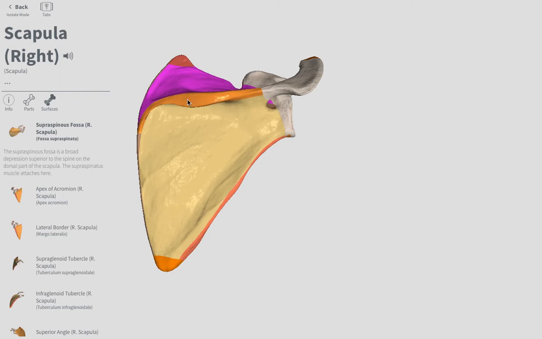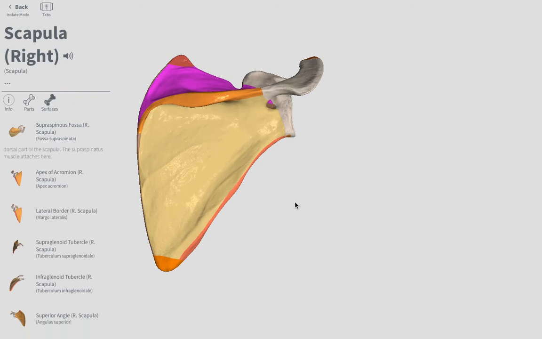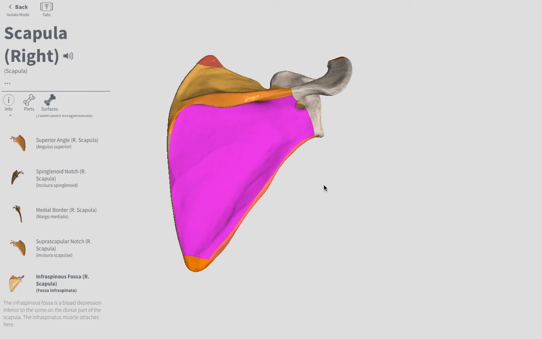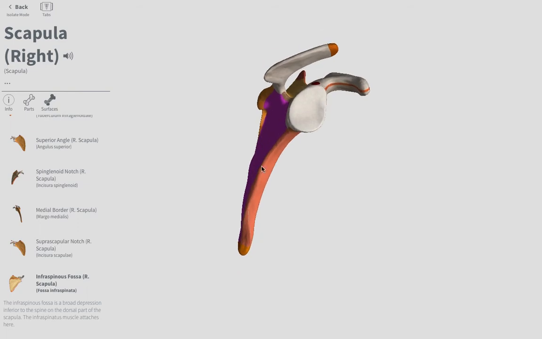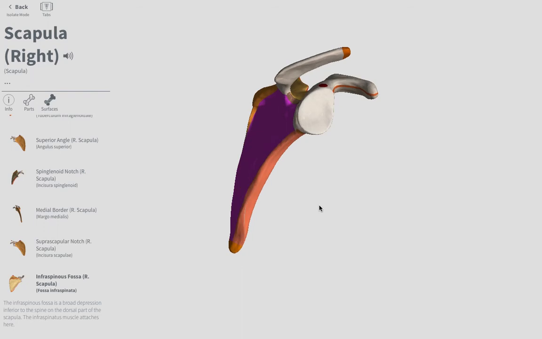Infraspinous fossa, so below the spine, is this entire fossa right here. And again, here's an angle where you can see the depression. So that's why it's a fossa.